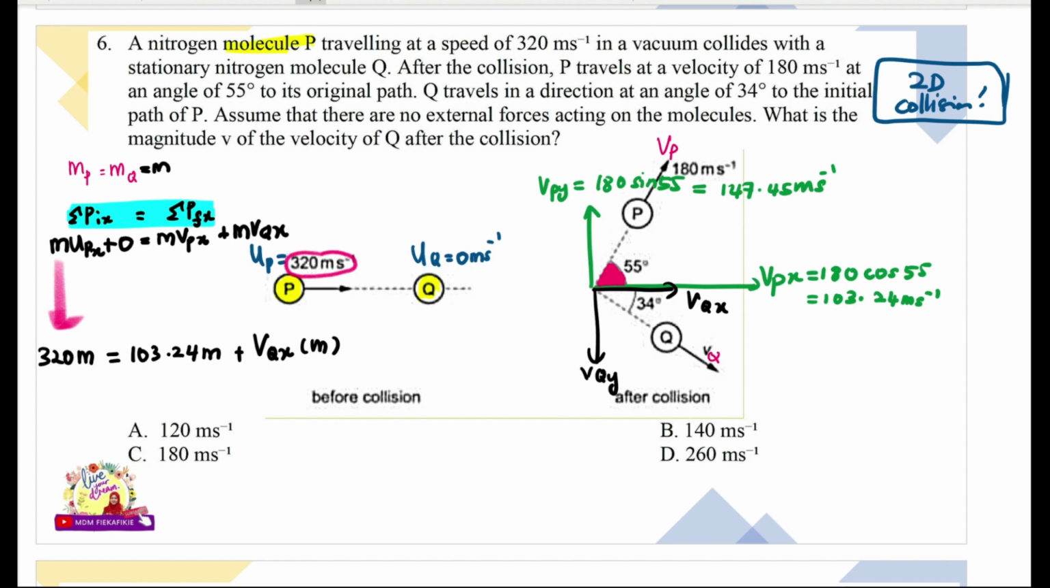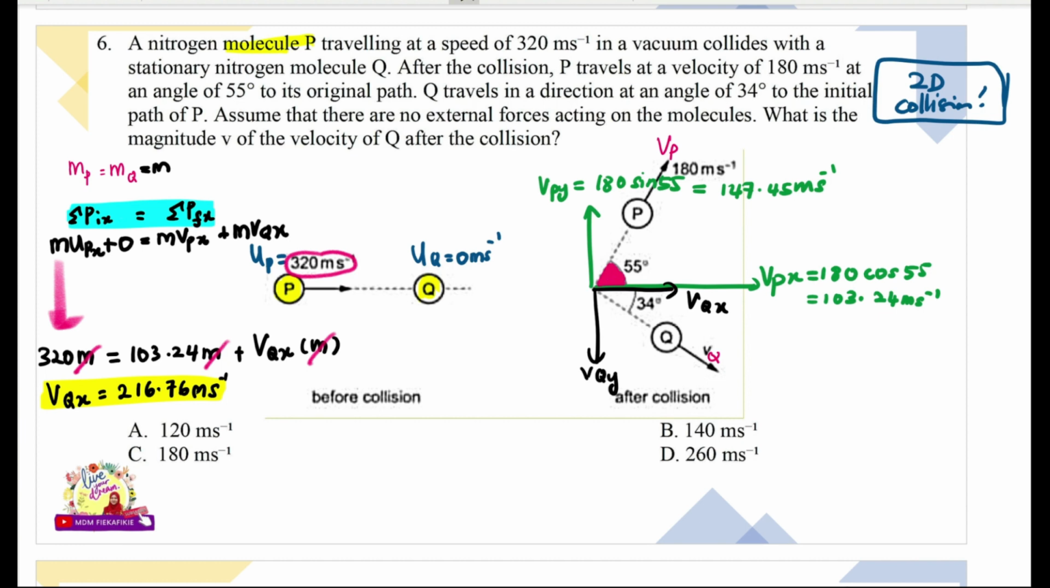Jadi semua M ni kita boleh cancel, sebab sama kan. Okay. Therefore you can find VQX. Nilai dia kita dapat dulu, VQX is equal to, you kira lah, okay, 216.76 meter per second. Okay. So ini baru nilai untuk VQX. Belum lagi VQ. Kita baru buat X component.